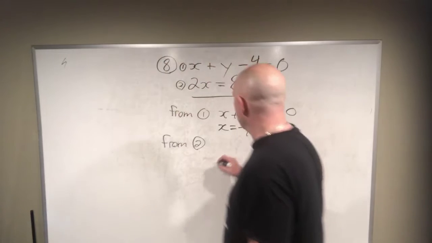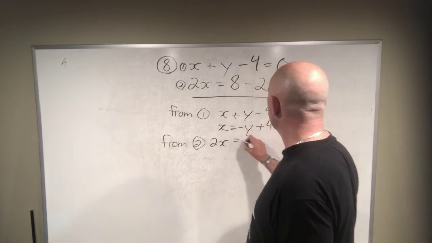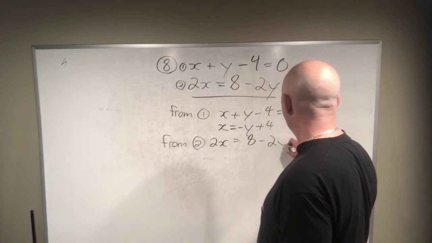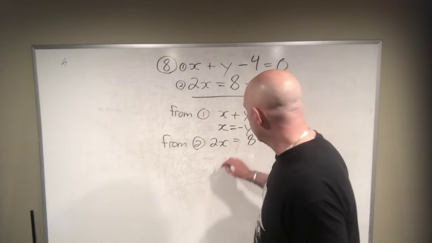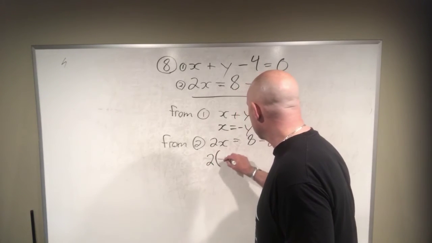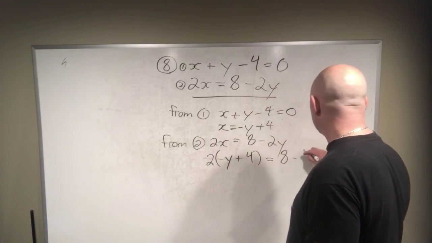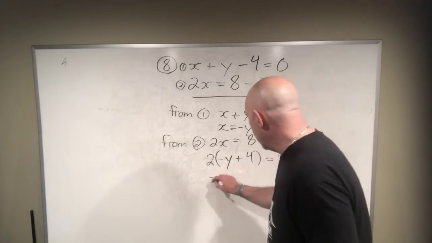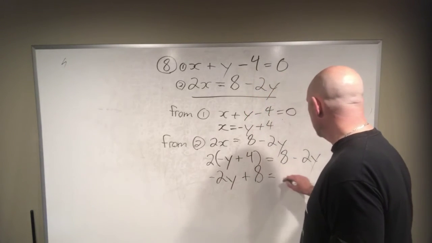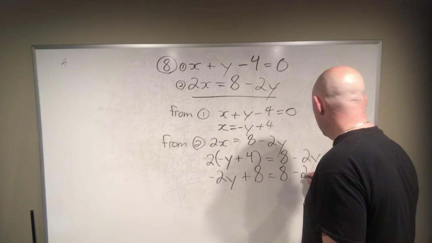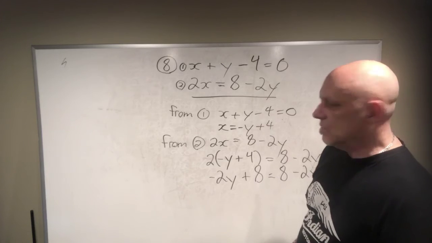Okay, from equation 2, we say 2x equals 8 minus 2y. So I'm going to replace x here with negative y plus 4. So 2 times negative y plus 4 equals 8 minus 2y. Minus 2y plus 8 equals 8 minus 2y. Do you see where this is leading? This leads to another strange result.